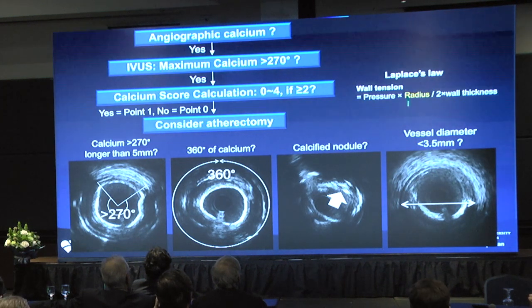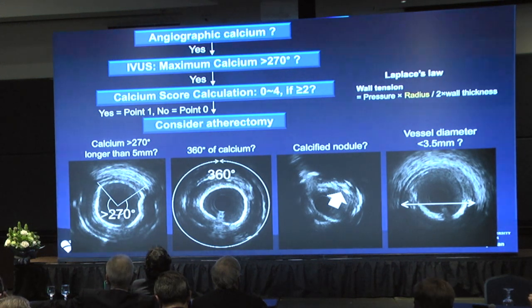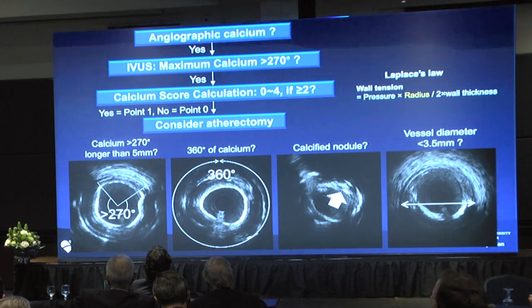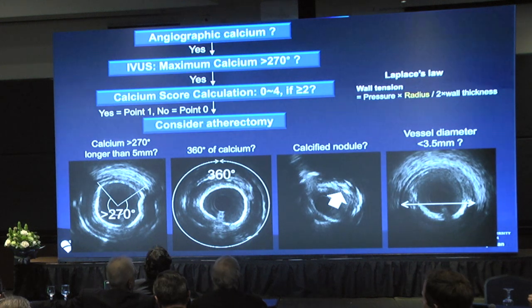Why? Because the pressure and radius correlate with the wall tension. So if you use a mid-LAD of 3.0 versus a left main of 4.5, using the same atmospheres, like 16 or 18, your wall tension is very different.